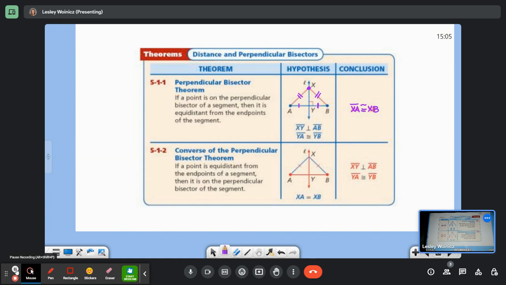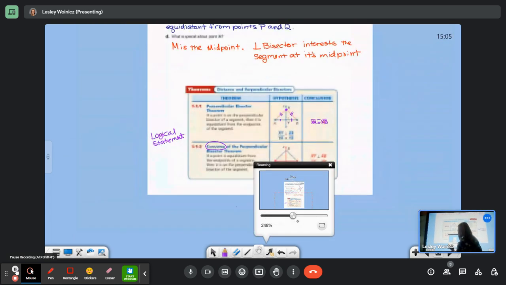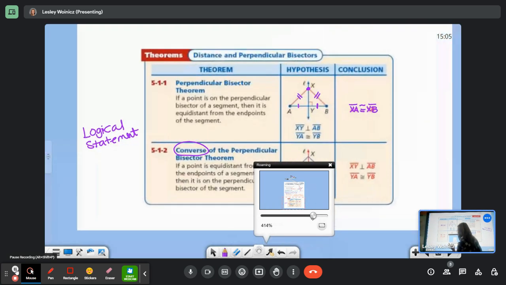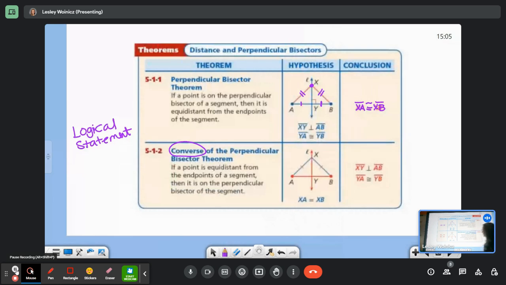Now, a converse is a logical statement that's in reverse order. Okay, my word is being dumb. Hold on. I'm going to fix it really quick. Okay. Oh, thank you.